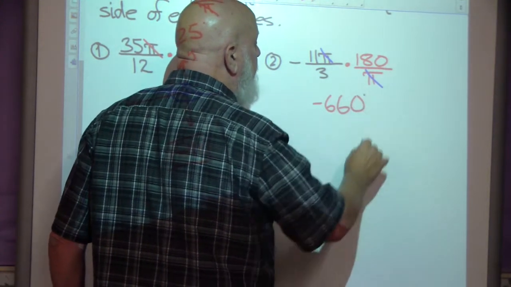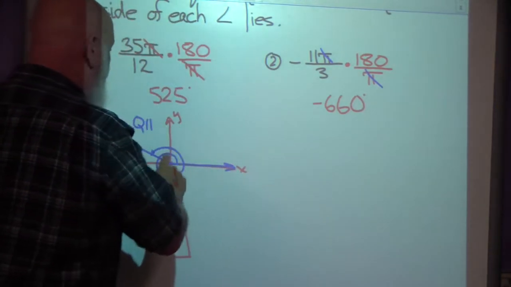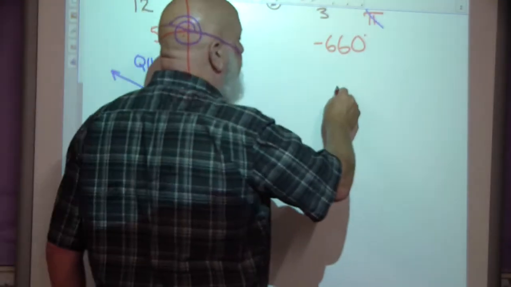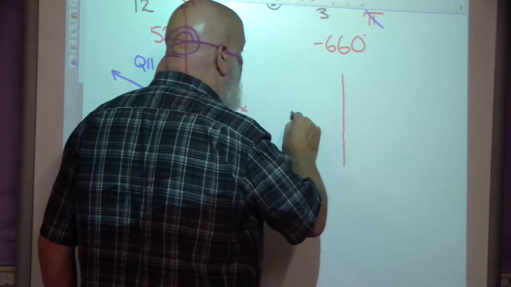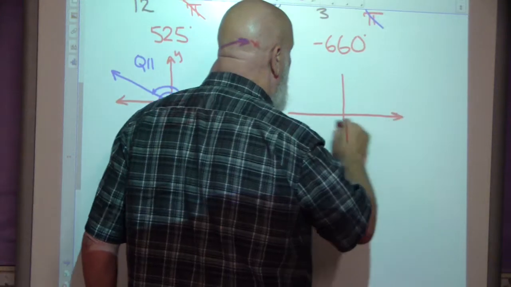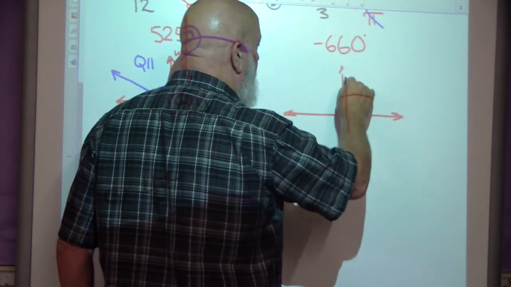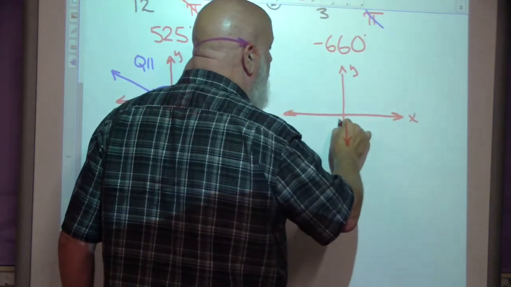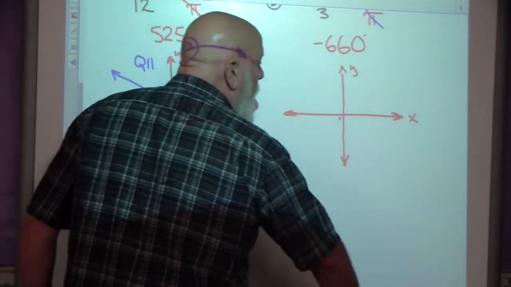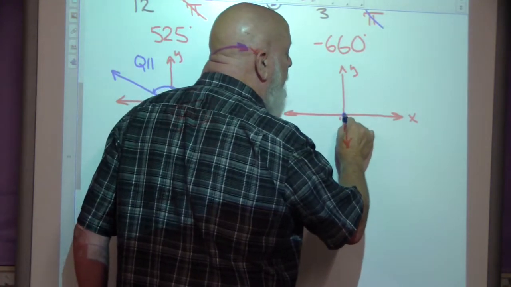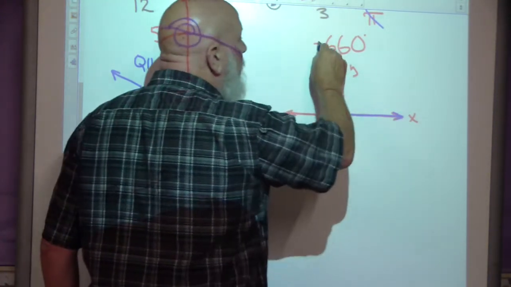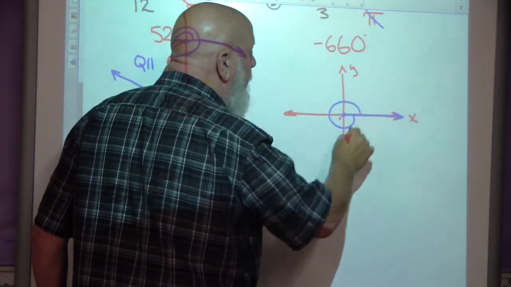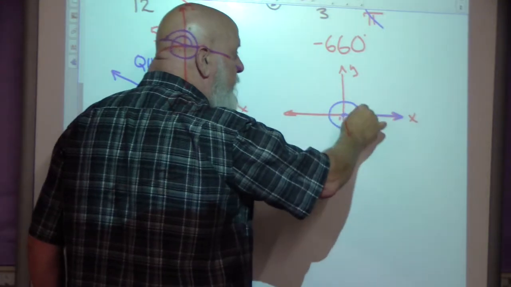I'm going to do basically the same thing I did here. I'm going to sketch out negative 660 degrees in the Cartesian coordinate plane. There's our Cartesian coordinate plane. Our initial side is the positive x-axis. I'm going to rotate it in a negative direction. I know this is 360 degrees right there, rotating in this direction.